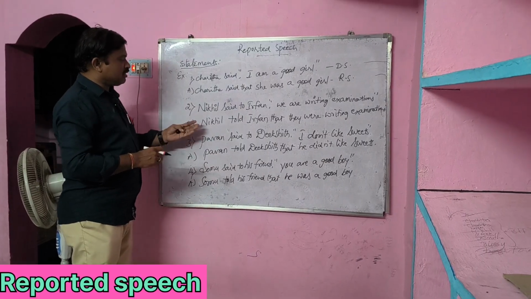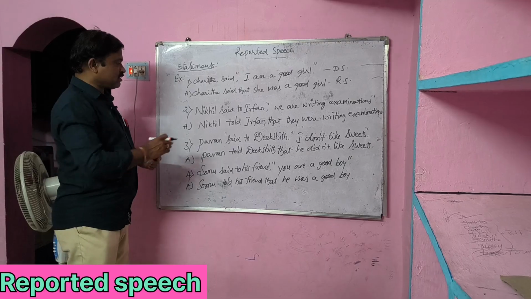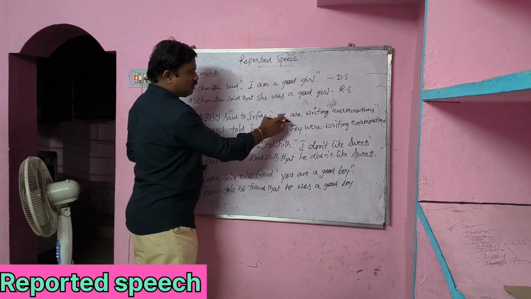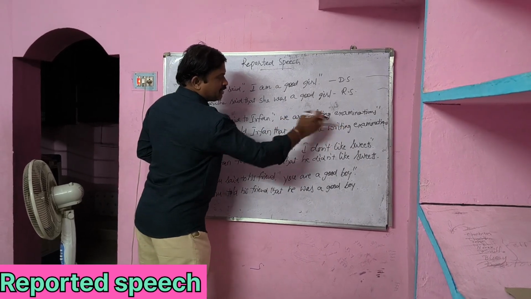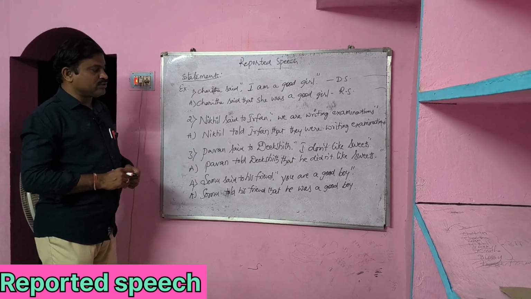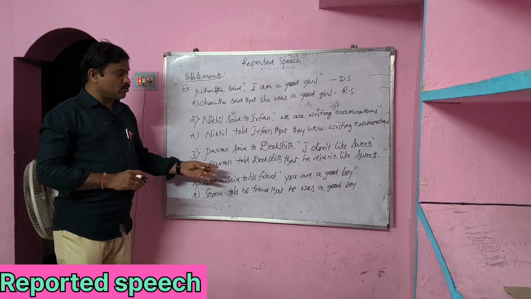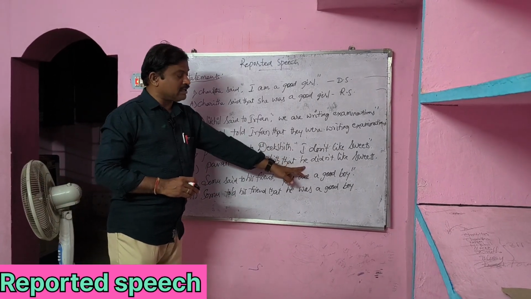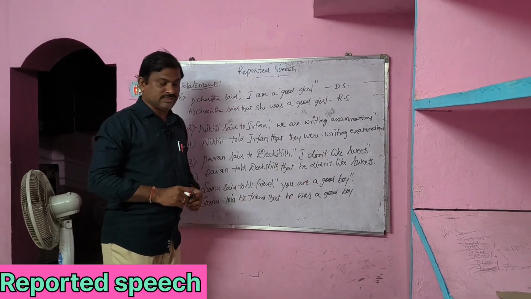At the same time, the second one: Nikhil said to Irfan, we are writing examinations. Instead of said to, write told as it is, and use that as a linker. We means they, and the verb automatically changes, and writing the examinations. The third one: Pawan said to Dikshit, I don't like sweets. So Pawan said to means told, Dikshit, linker that. I means Pawan, instead of Pawan write he, and don't changes to didn't, that is did not like sweets.